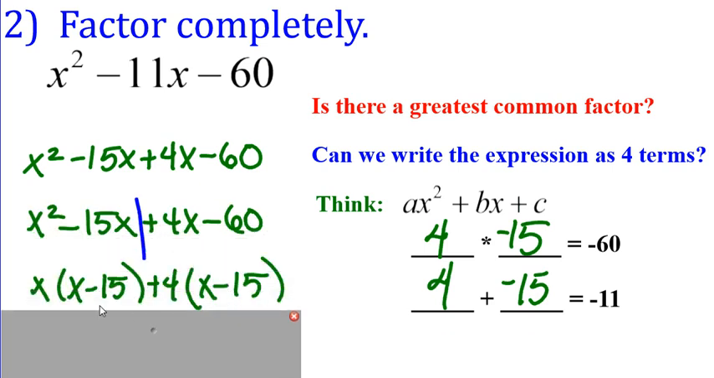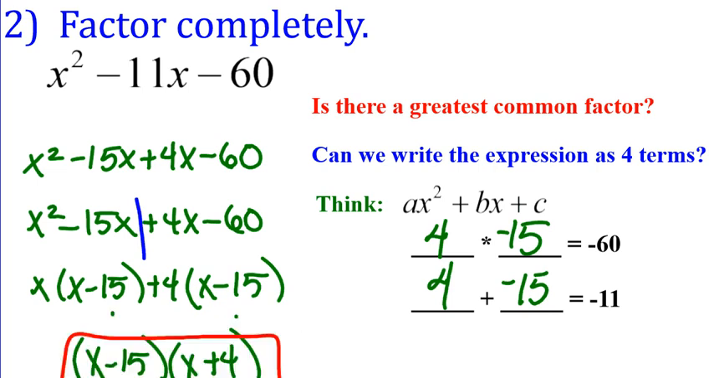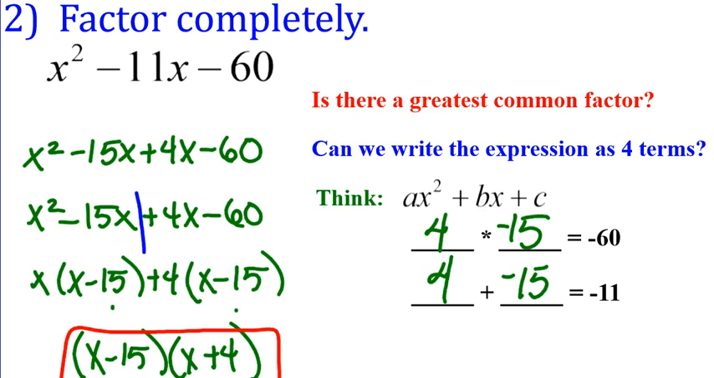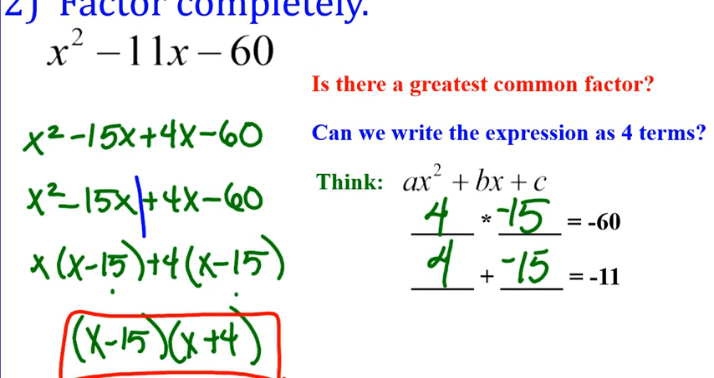So again, we want to see them being multiplied by the same amount. So they have a greatest common factor of x minus 15, which is being multiplied by x plus 4. Therefore, our factors are going to be x minus 15 times x plus 4. Again, to make sure that we've maintained the equality, if we take x minus 15 times x plus 4, we'll get back our x squared minus 11x minus 60.